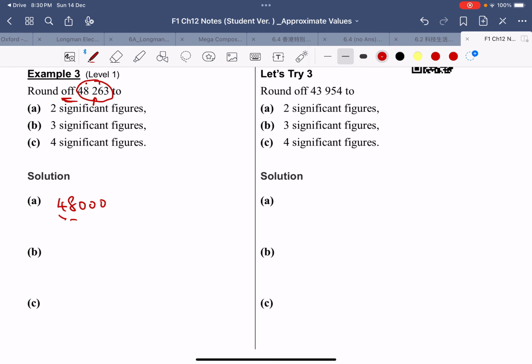And then how to round it off to 3 significant figures. For 8, you need to add 1 more significant figure. Okay, 2. But after the 2, we have 6. So 4捨5入. So this 2 becomes 3. And fill back 2 zeros here. Okay, by the same token, 4, 8, 2, 6. The 3 is left out. Okay, so 4 significant figures.